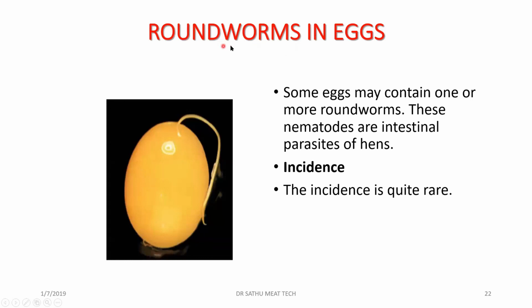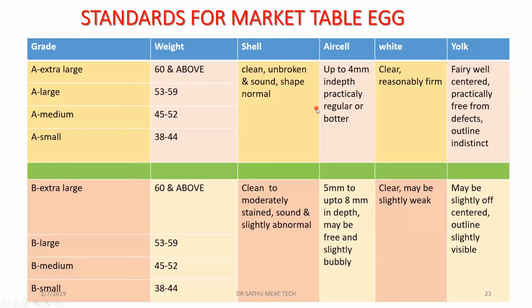Sometimes we come across worms, round worms, in the egg. Some eggs may contain one or more round worms. These are normally nematodes. The incidence is quite rare, but we can come across these worms also. This is because of the ova transference mode, that will be from the ovary. It will be transmitted to the egg. Okay, so these are roundworms again.